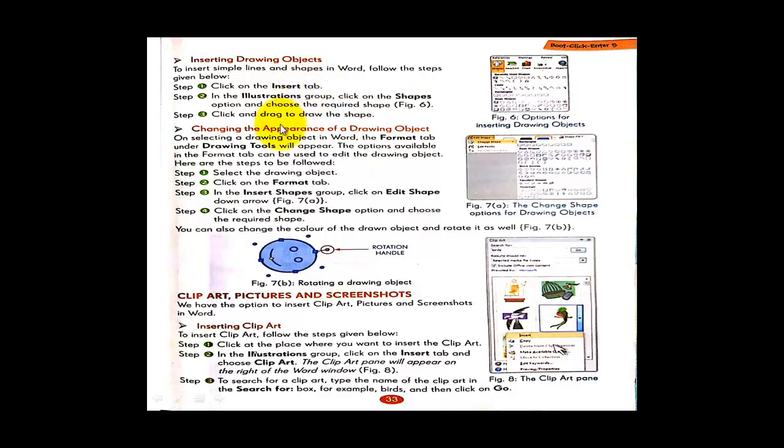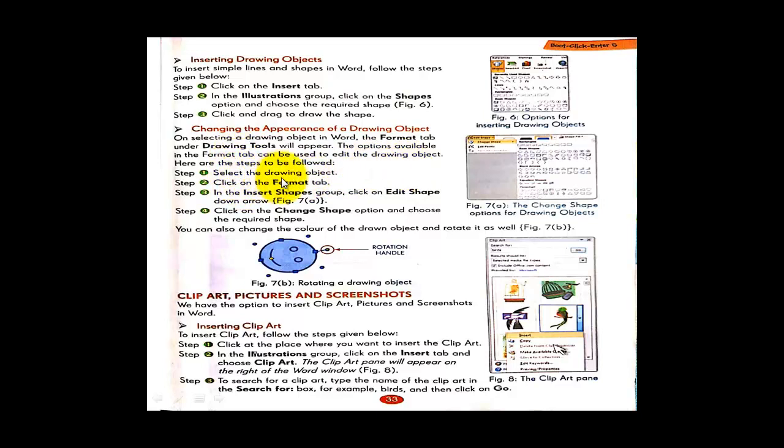Okay. Now the next step is changing the appearance of a drawing object. How can we change the appearance of the drawing object? Now let us see here. On selecting a drawing object in Word, the Format tab under Drawing Tools will appear. The options available in the Format tab can be used to edit the drawing object. Here are the steps to be followed.